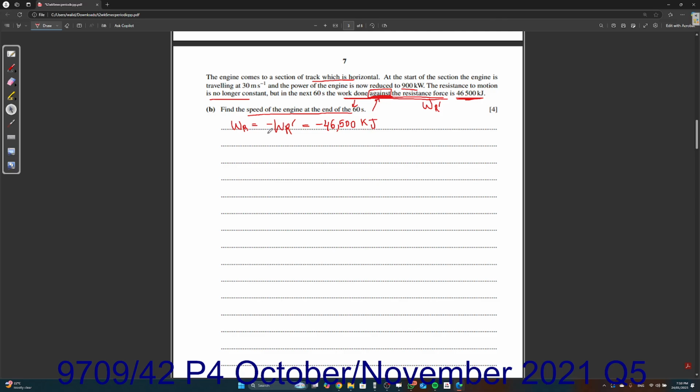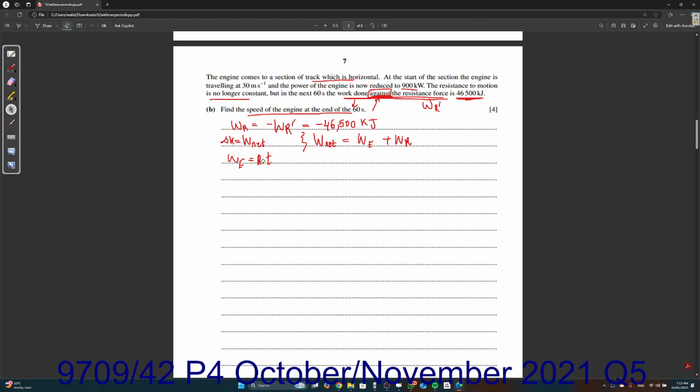So when you're working with work and kinetic energy, what do we know? We know that delta K is equal to the net work. And the work net, when you have a resistance force, is equal to the sum of all the works, right? So it's equal to the work done by the engine plus the work done by the resistance force, right? And the work done by the engine, we have the power by the engine and we have the time. So we know that the work done by the engine is equal to power times time.